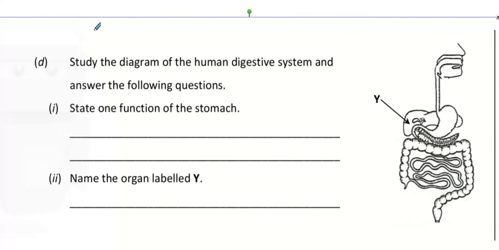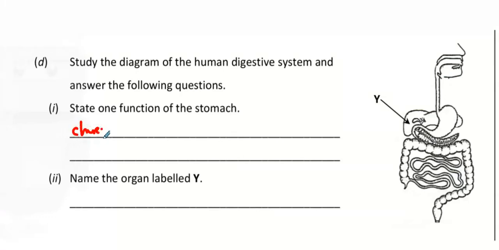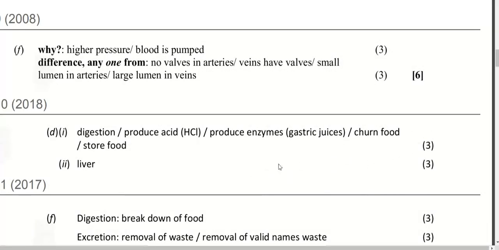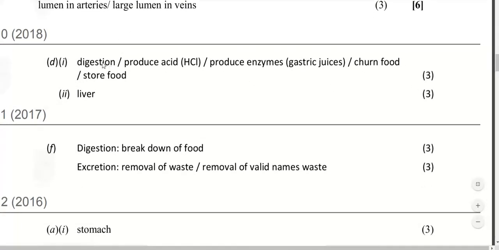Study diagram, human digestive system, state one function of the stomach. Churns to mechanically digest food. It also uses acid or stomach acid to soften the food, whichever one you want. Now, I think Y is the liver, which is used to make bile. Digestion, breakdown of food. So the stomach can be for digestion, produce acids, produces enzymes, or churn food. So any of those answers is good.